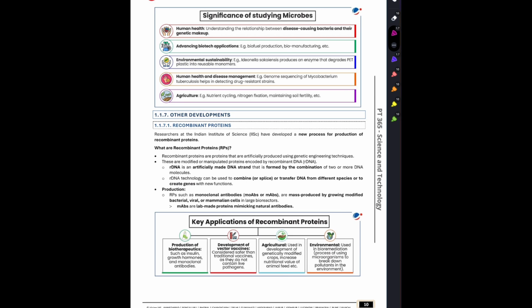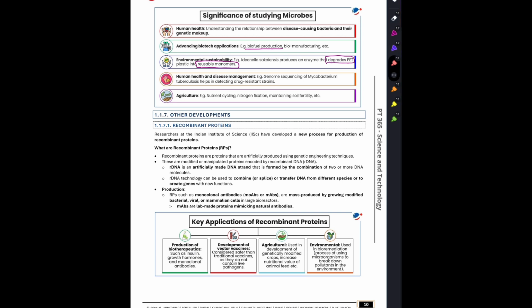So, next are the advanced biotech applications, for example, biofuel production, biomanufacturing, etc. For environmental sustainability, for example, Ideonella sakaiensis produces an enzyme that degrades PET. So this will help in reusables. Ideonella sakaiensis produces an enzyme that degrades PET plastic into reusable monomers, thereby enhancing environmental sustainability.